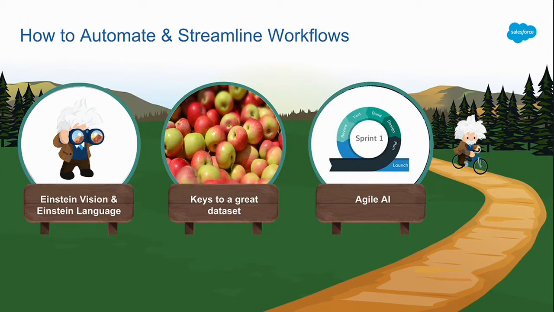So what specifically we're going to walk you through is, first, an overview of Einstein Vision and language. What are these deep learning services and how do you use them? And then we're going to talk about the keys to a great data set and then specifically agile AI. We want you to leave this room having the tools and processes to be able to successfully leverage these deep learning services. So that's really our goal today.